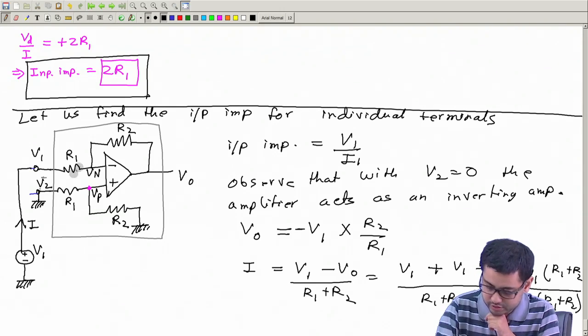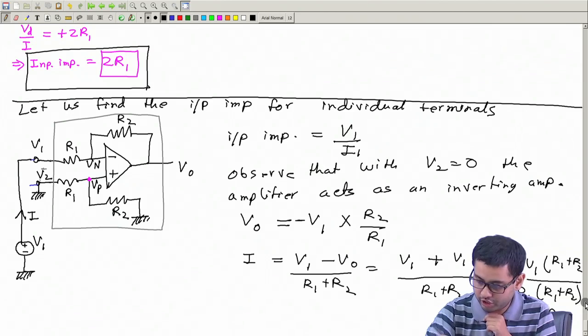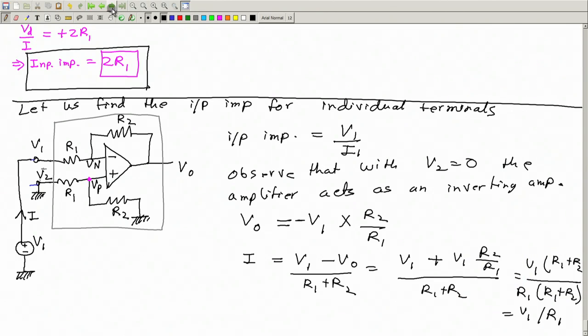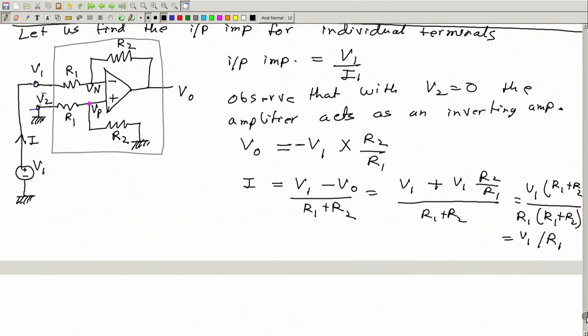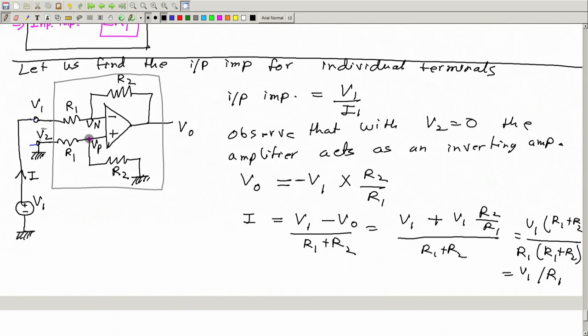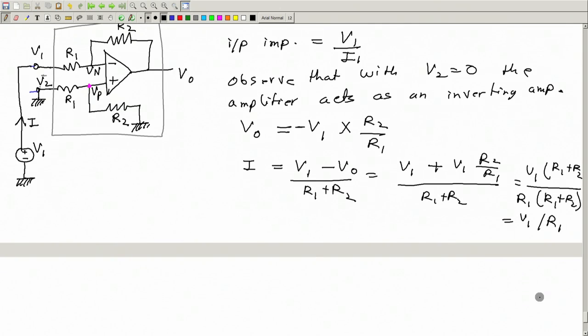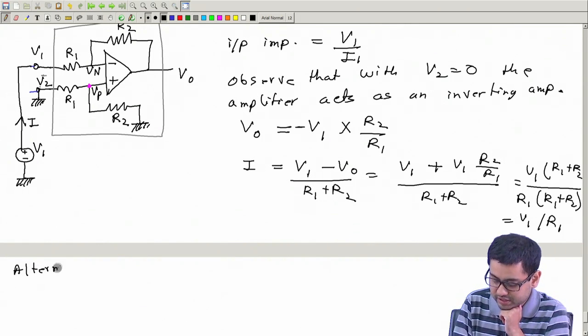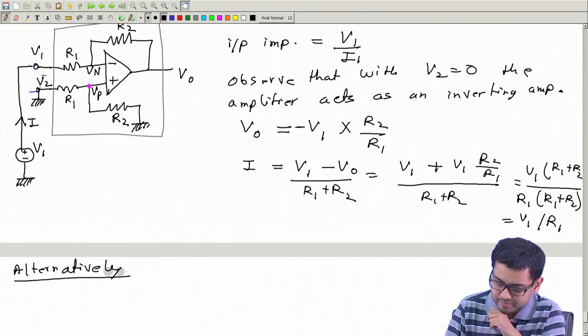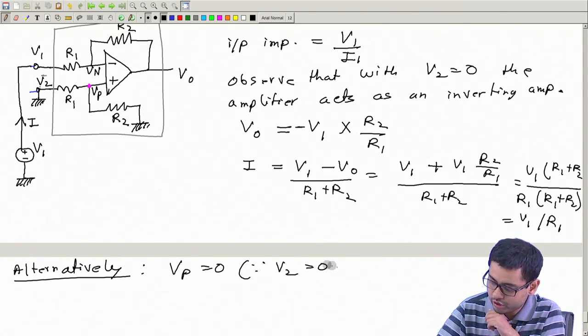Okay, you can actually do it quickly. Alternatively, you just observe that this point is at 0 potential. This is 0, this is 0, so this is also 0. You can do this in many different ways. So this is 0, this is 0. That means Vp is equal to 0, since V2 is equal to 0 and this is also equal to 0.